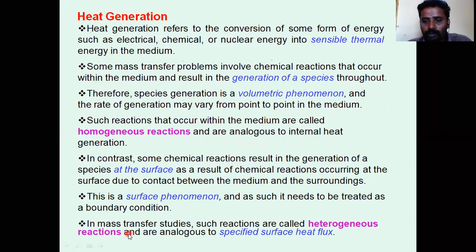Heterogeneous means one or more species are involved, at a specified surface of heat flux. In heat transfer, it is only the homogeneous reaction. Homogeneous means the same region. It is heterogeneous when two species are involved in the mass transfer.